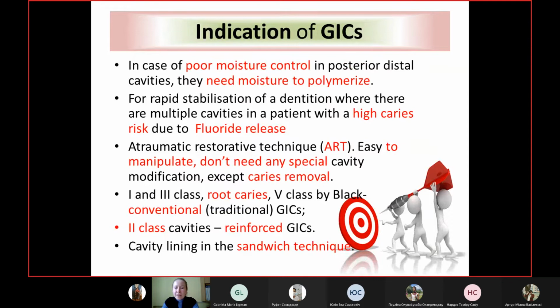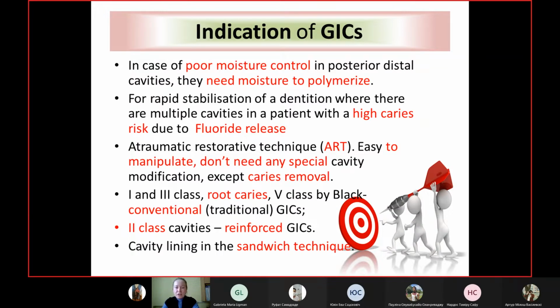So, it is a universal material, glass ionomer cement, especially reinforced ones, but conventional as well can be used in different cases. First of all, this material is the material of choice in a case of poor moisture control in posterior distal cavities. We should keep in mind that this material even needs moisture for polymerization, so a good control of moisture is not of critical importance, but still working fields should not be too wet, because it can lead to some voids and the restoration would be compromised.